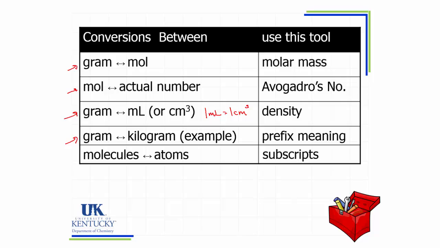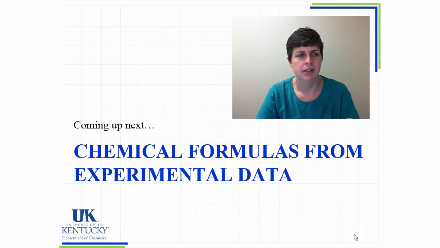Now, we have another tool that we can add to our toolbox, which is relating the number of molecules to the number of atoms. And this can be in terms of individual molecules or in terms of moles of molecules and moles of atoms. Next, we're going to look at how we determine chemical formulas from experimental data.